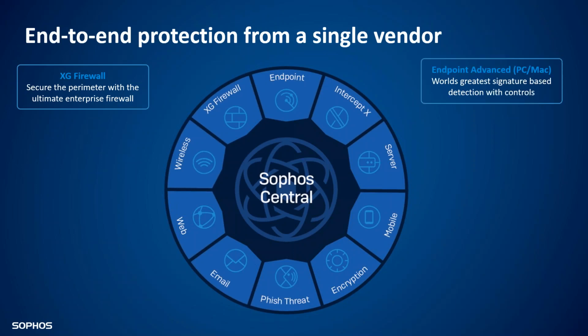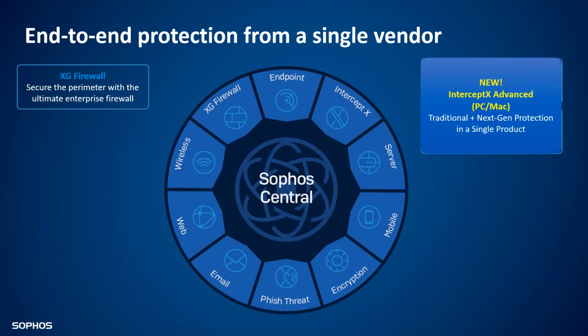Okay. Then we talk about Endpoint Advanced and INTERCEPT, which really do need to be spoken about in the same breath. We're talking about those traditional techniques along with the next gen techniques as well. And then, of course, we've recently melded them together into a single product that we call INTERCEPT Advanced, giving you both the traditional and next gen protection in a single product, single SKU.